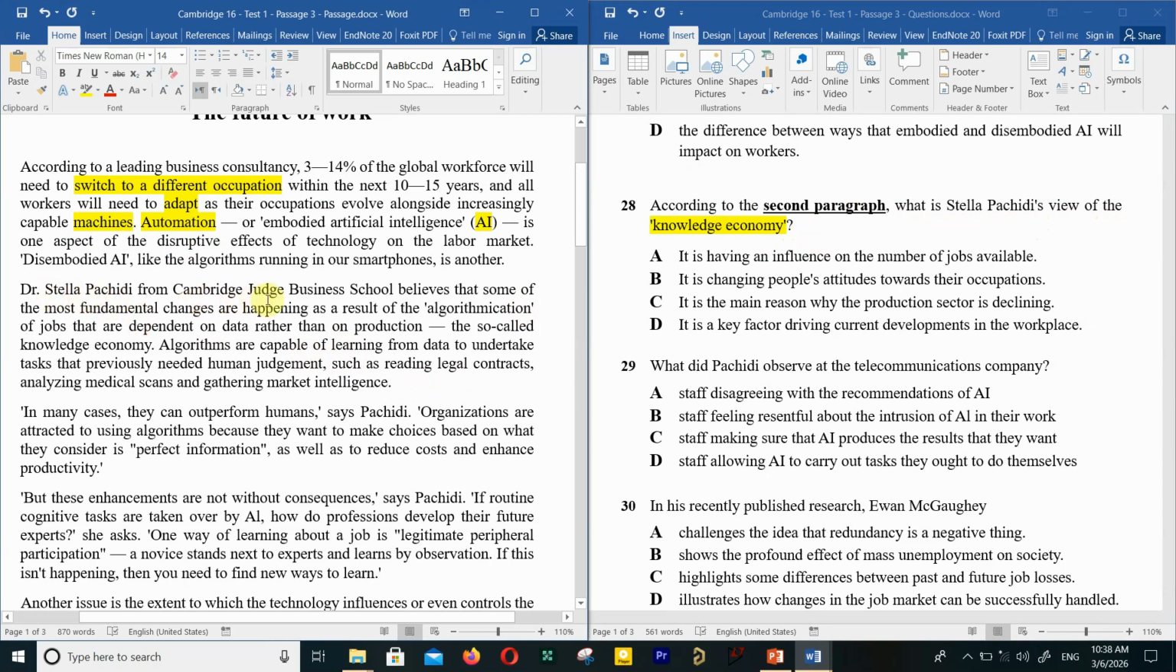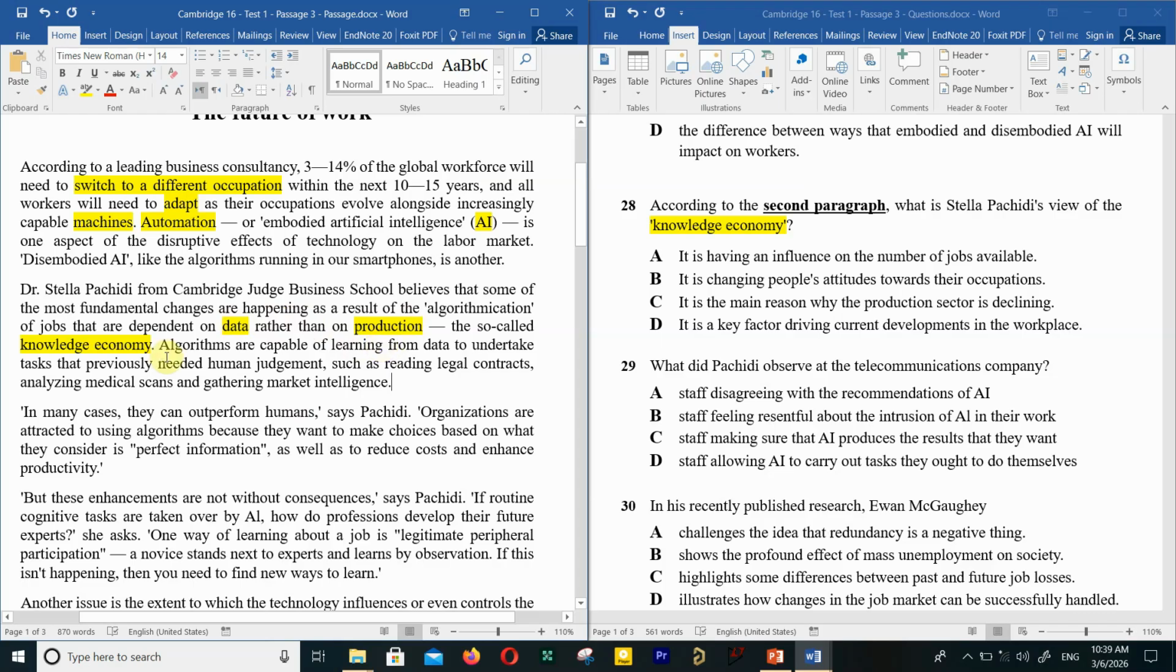Dr. Stella Pashidi from Cambridge IELTS Business School believes that some of the most fundamental changes are happening as a result of algorithmication of jobs that are dependent on data rather than on production. The so-called knowledge economy. This is the word. What is his view about this? Algorithms are capable of learning from data to undertake tasks that previously needed human judgment, such as reading legal contracts, analyzing medical scans, and gathering market intelligence.